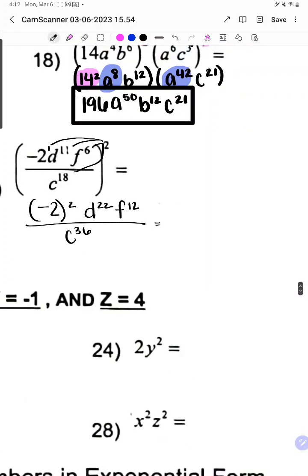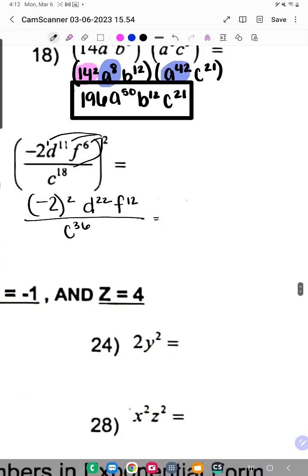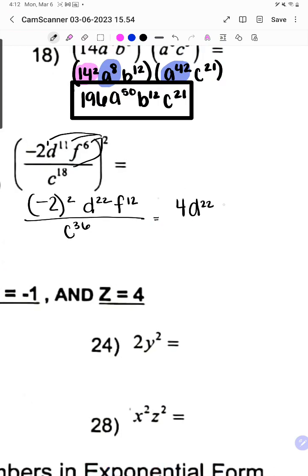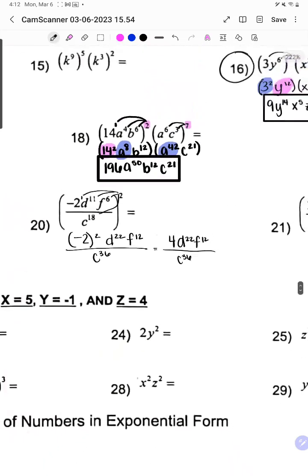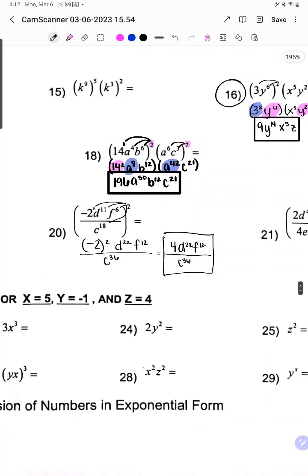We'll simplify this by squaring -2. A negative times a negative is a positive, so this will be 4, d to the 22nd, f to the 12th, c to the 36th. And that's the final answer.